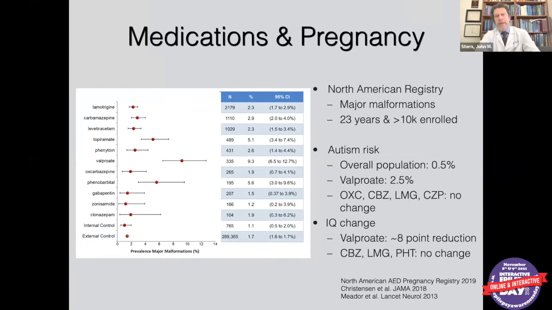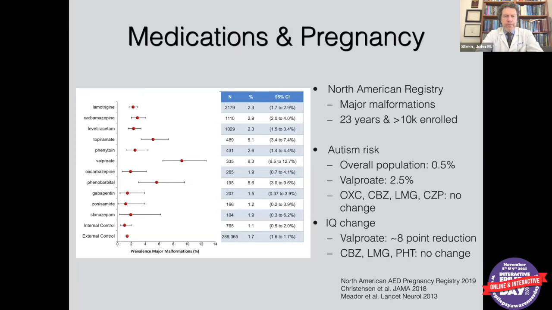Another important element in medication selection for the adult, but not just the adult with childbearing potential, is the effect of the anti-seizure medications on pregnancy. We do not have a medication for seizures that's proven completely safe, but we have a lot of data that shows differences in the medications, with some having relatively lower risk.